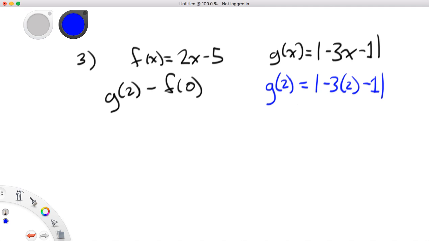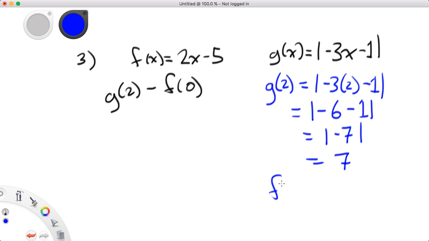So g of 2, what we're going to do is take whatever is in here and put it right there. So it's going to be the absolute value of negative 3 times 2 minus 1. So negative 3 times 2 is negative 6 minus 1. Negative 6 minus 1 is negative 7. So it's the absolute value of negative 7, which is equal to positive 7. Okay, so that's what g of 2 is.